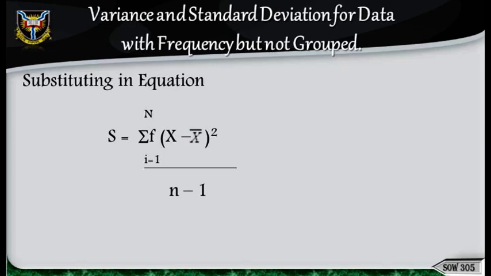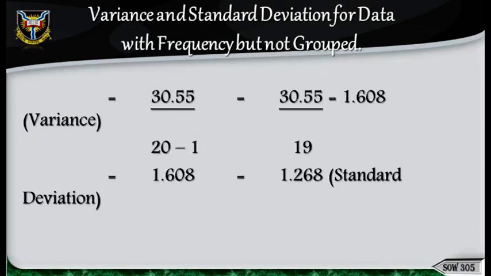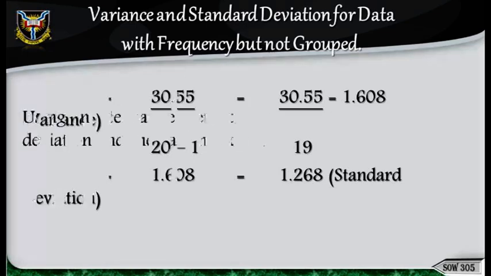Substituting in the equation, s is equal to the square root of the sum of f times (x minus x bar) squared, all over n minus 1, is equal to the square root of 30.55 over 20 minus 1, is equal to 30.55 all over 19, is equal to 1.608. Variance is equal to 1.608; standard deviation is 1.268.